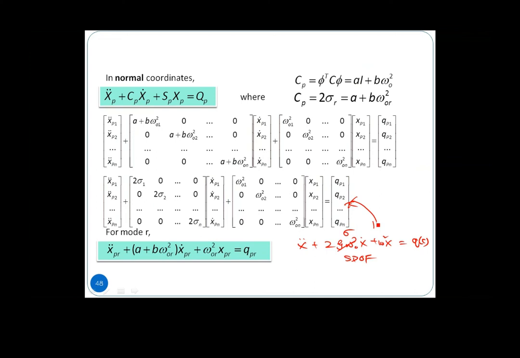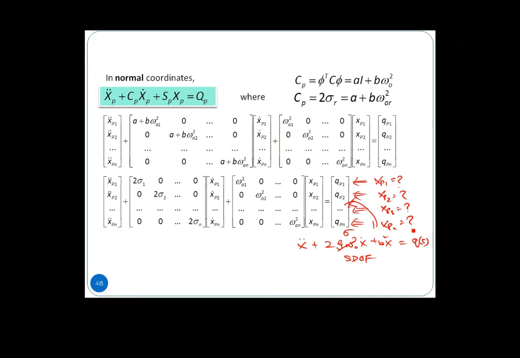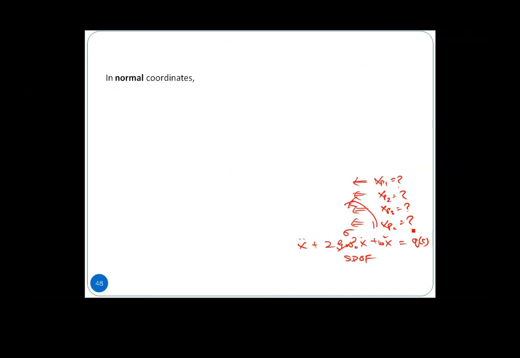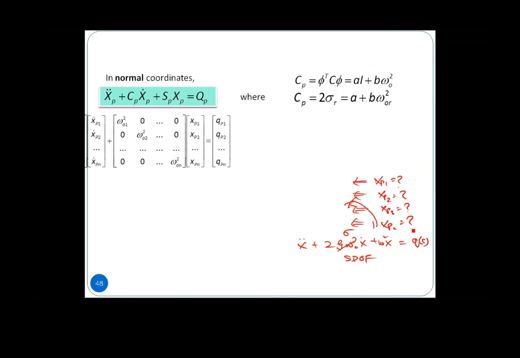If I can uncouple them into n single degree of freedom systems, meaning I solve them one by one using single degree of freedom equations, to get our x_p1, x_p2, x_p3, until x_pn, right? So no issue at all. You can solve one by one to get x_p. And remember, this x_p is not the original coordinate x, not the one that we want to find. So it hasn't ended here.